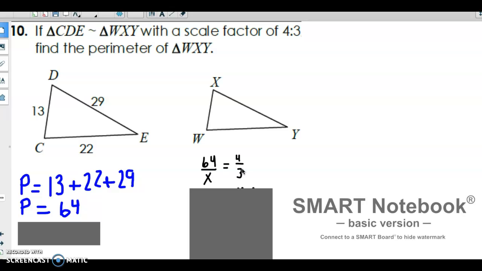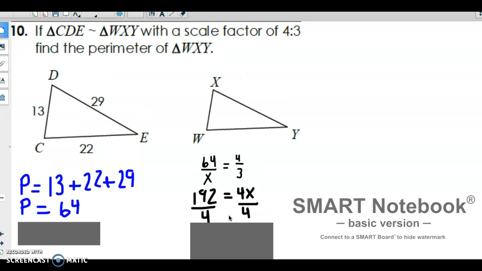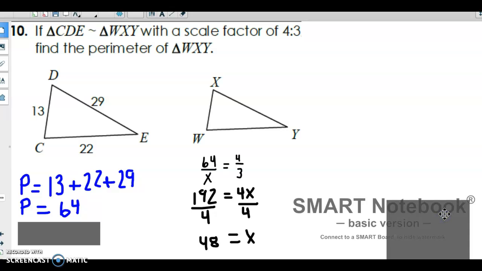Again, you're going to cross multiply. So when you do that, you're going to get that 192, because that's what 64 times 3 is, is equal to 4x. To get x by itself, you're going to divide both sides by 4. So I need you to do that now on your phone or Desmos or your calculator, and then click in the answer. What is the perimeter of triangle WXY? And the correct answer there was 48. 192 divided by 4 is 48.